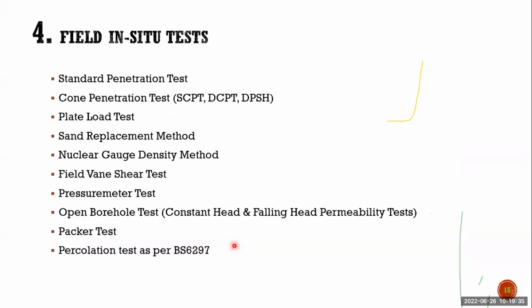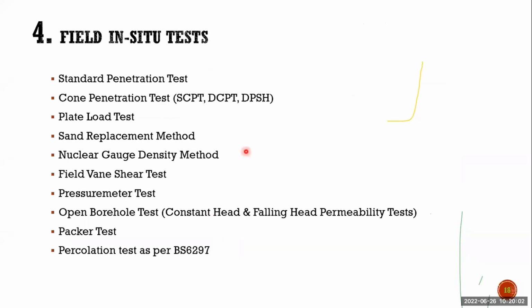Then, in-situ tests. It can be any in-situ test, like standard penetration test, cone penetration test, plate load test, sand replacement method, nuclear gauge density test, field vane shear test, pressure meter test, open borehole tests like constant head and falling head, packer test, and percolation test. These are some of the important in-situ tests we perform on site. Each one will give one of the soil properties.